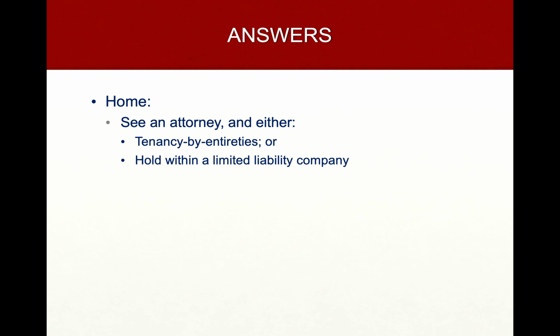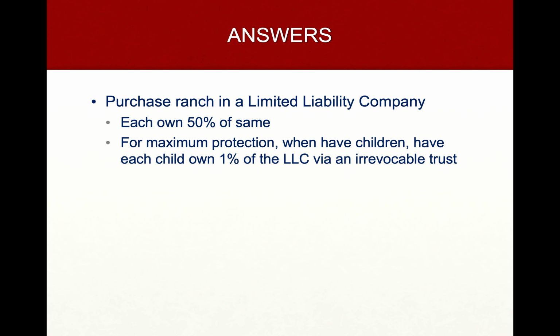On the home, they want to see an attorney. They're going to have to figure out whether they want to hold that as tenancy by the entirety property, which would protect it from a judgment creditor if one of them gets sued, which would be likely the case here. At least it provides some limited protection, but they also might want to hold that home in a limited liability company. And when they purchase the ranch, they want to do that in a limited liability company, and each of them be an owner of 50% of that. And for maximum protection, when they have children, they could actually set up an irrevocable trust and gift 1% of that limited liability company into that irrevocable trust.